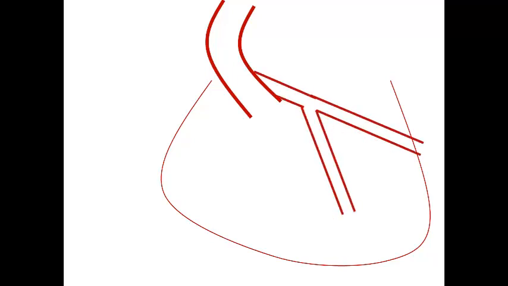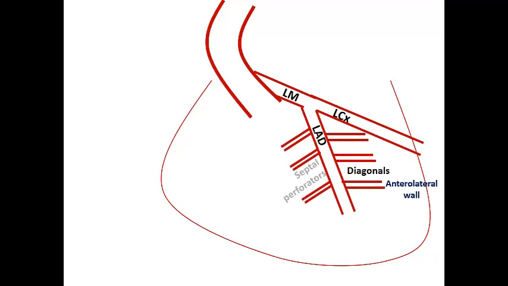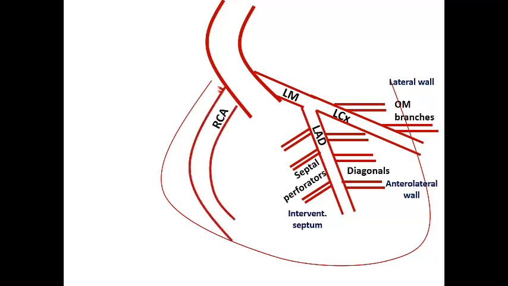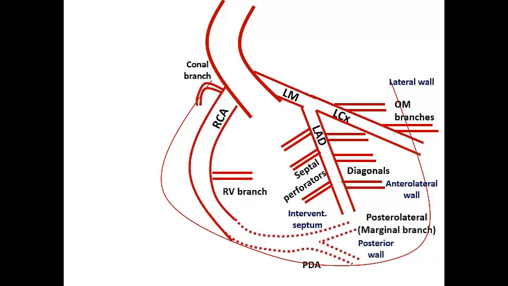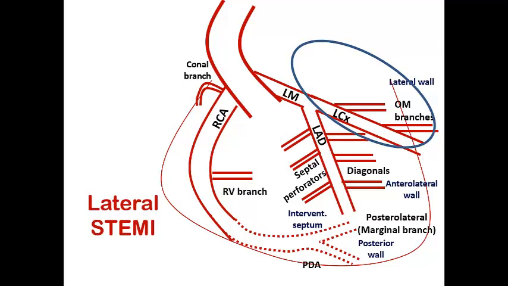Let's remind ourselves again with the coronary anatomy, which is important to understand our lecture today. We have the left main bifurcating into LAD and LCX. LAD gives the diagonals and the septal perforators, and the LCX gives origin to the obtuse marginal branch which supplies the lateral wall. We have also the right coronary artery, which gives origin to the conus branch, RV branch, and then it bifurcates into the posterolateral branch and PDA. And so today we are focusing on the lateral wall infarction, which is termed the lateral STEMI.